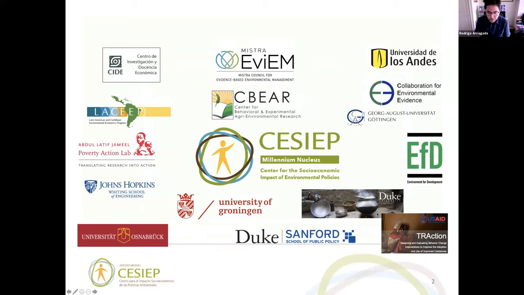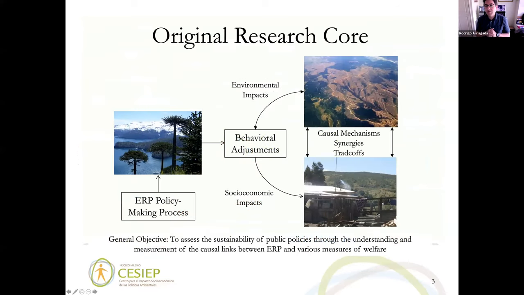This is a local research center that has been studying the sustainability of public policies through the understanding and measurement of the causal relationship that exists between environmentally relevant policies and various measures of welfare. So the core of our research agenda is adding this social component, in the sense that in the middle of our policy making process of designing and implementing environmental policies with the environmental objectives, we strongly believe that the key issue that we need to better understand is the issue related with behavioral adjustments that in many ways are aligned with the success or failure of these impacts. So this is what we have been doing in the last 10 years.